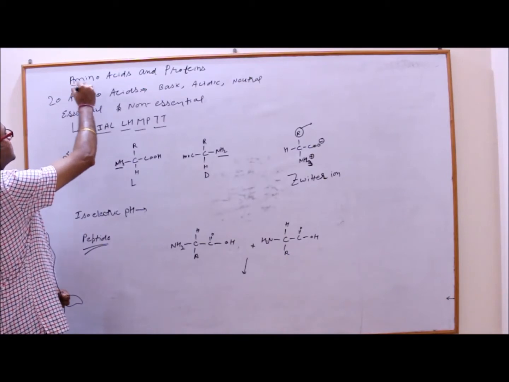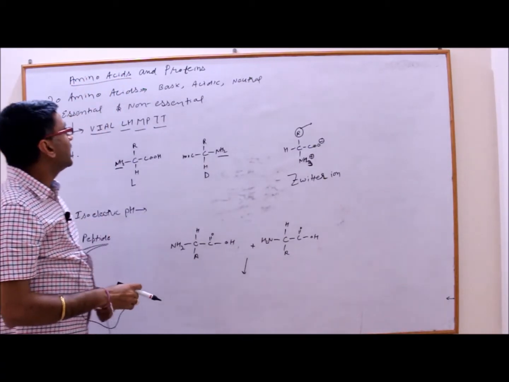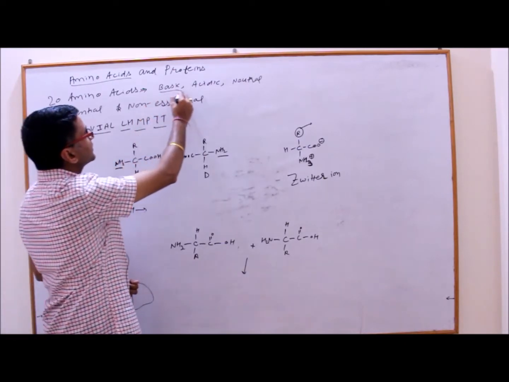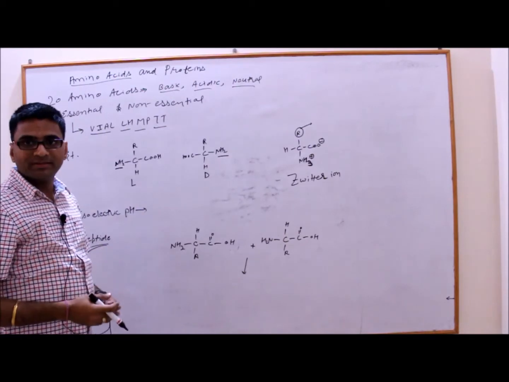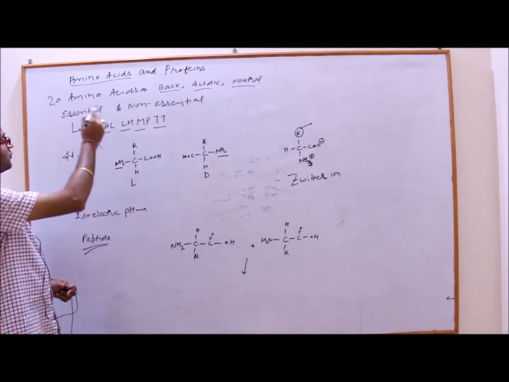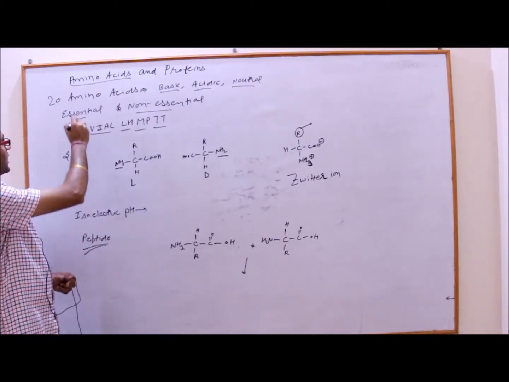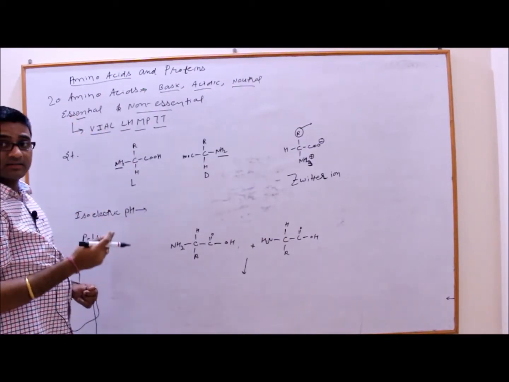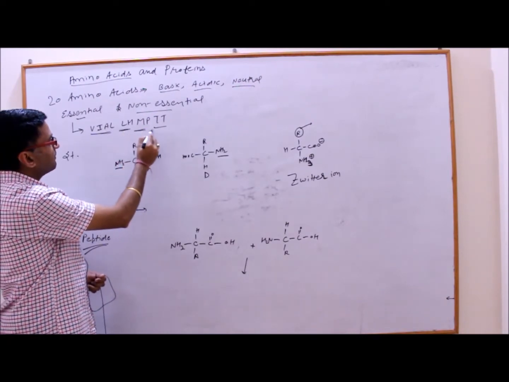Amino acids, there are 20 amino acids which exist in nature and they are classified as basic, acidic and neutral depending upon what type of R group is there. And they are also further classified into essential and non-essential amino acids. Essential amino acids which are usually asked in competition exams are VIAL, LH, MP, TT.